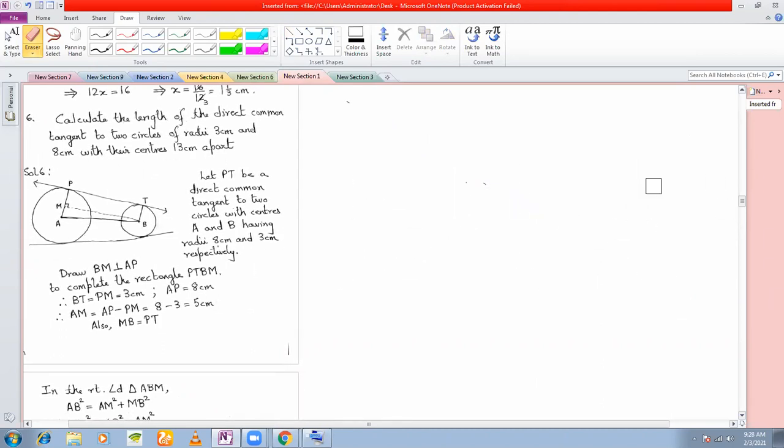So here we are talking about the direct common tangent, and the question is very direct here. Calculate the length of the direct common tangent to the circles of radii 3 centimeter and 8 centimeter with centers 13 centimeter apart. Okay, so let's draw the two circles.